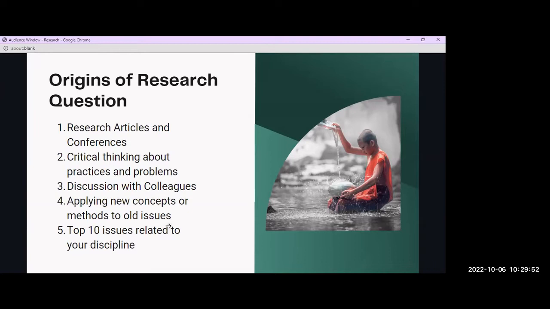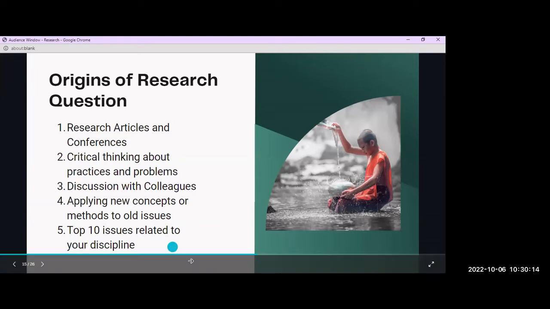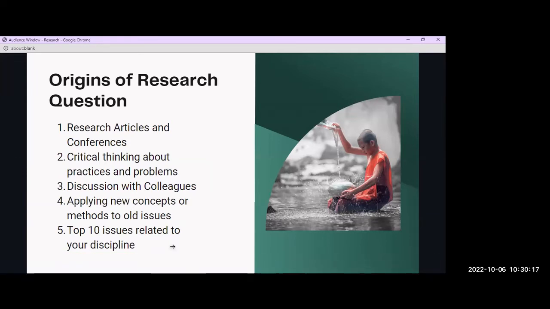Another thing is critical thinking about practices and problems. Even in our classroom, we can actually observe problems among students in all sections that we are handling, and those particular problems that we have encountered made us think, why is it that these particular students are not good in the computation or doing the mathematical equation computation in all of my sections.